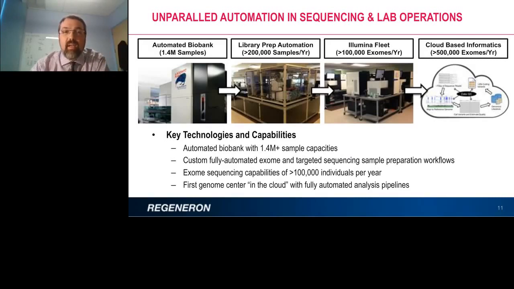We have an unparalleled automation team at Regeneron that has helped John Overton and his team in the sequencing and lab operations group at the RGC build out probably the single most optimized automated process for exome sequencing in the world. We have an automated biobank. I like to call it a vending machine for samples.